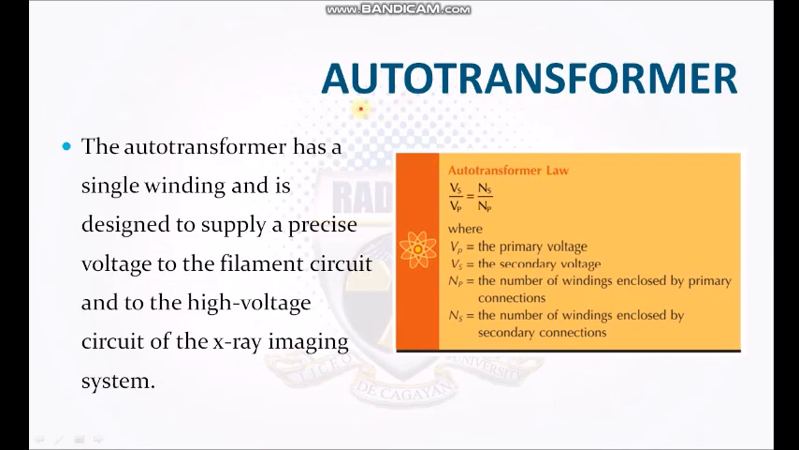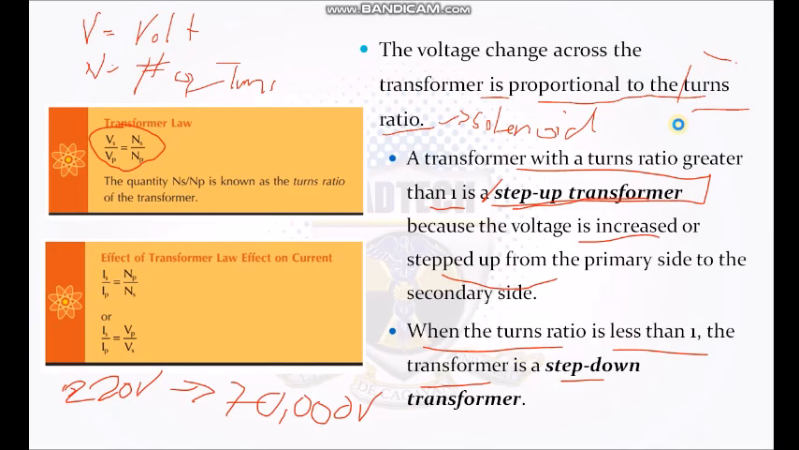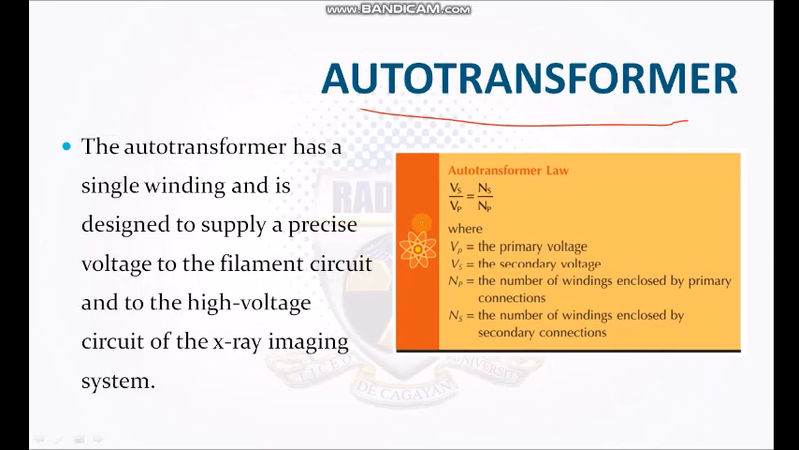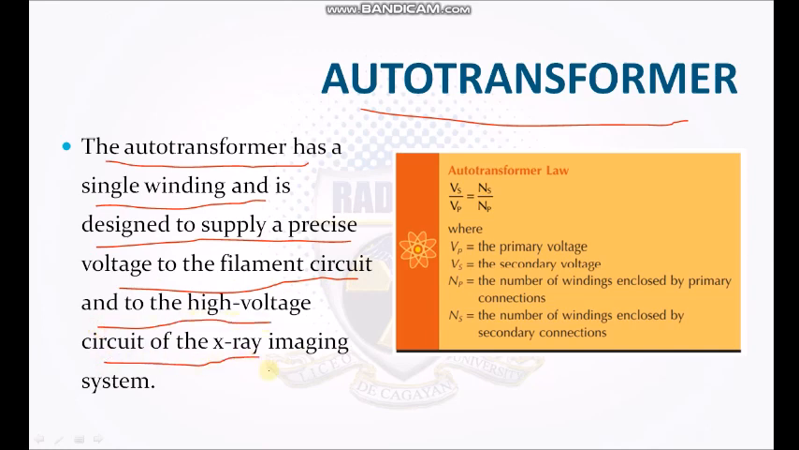Okay. So next we have the Autotransformer. So na siya construction rin, no? This is an example of an Autotransformer. It has only one winding. That is the basic description of an Autotransformer. So an Autotransformer has a single winding and is designed to supply a precise voltage to the filament circuit and to the high voltage circuit of the X-ray imaging system. So an Autotransformer acts as both a step-up and a step-down transformer.